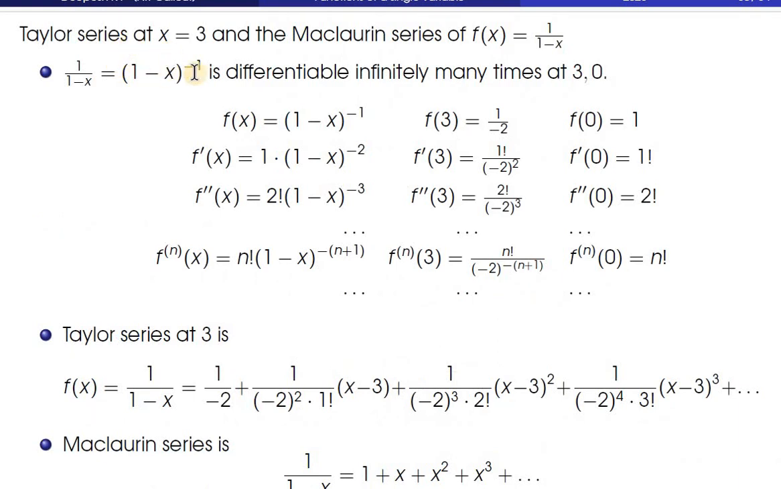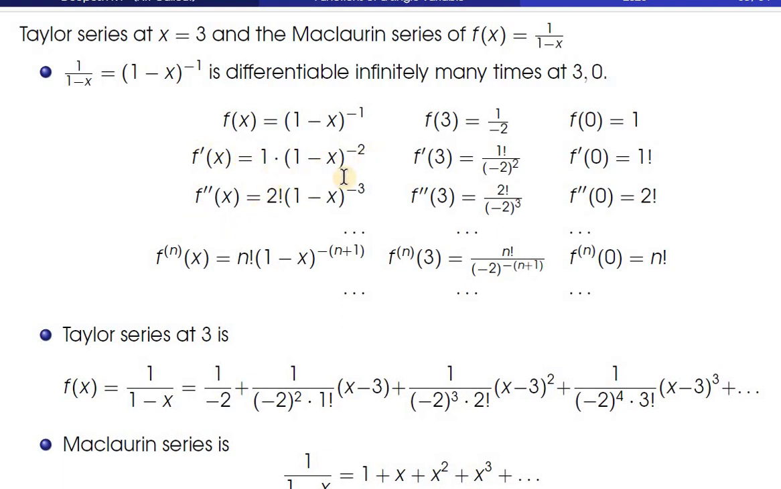Now consider another function, that is f of x equal to 1 by 1 minus x, and let us calculate the Taylor series at x equal to 3 and its Maclaurin series. So I write 1 by 1 minus x as 1 minus x raised to minus 1. So f dash x becomes minus 1 into 1 minus x raised to minus 2 into minus 1. So minus 1 into minus 1 becomes plus 1. So f dash x equals 1 into 1 minus x raised to minus 2.